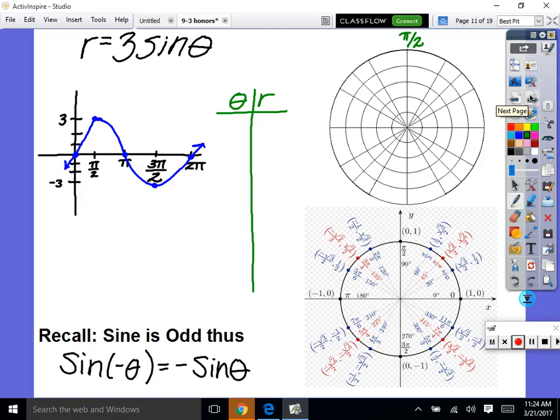Okay, so let's look at this. This one's pretty easy though. So we're graphing r is equal to 3 sine theta. We can do this a couple of different ways. First of all, we can think of what it looks like out on a graph, not in polar, just as an xy coordinate.